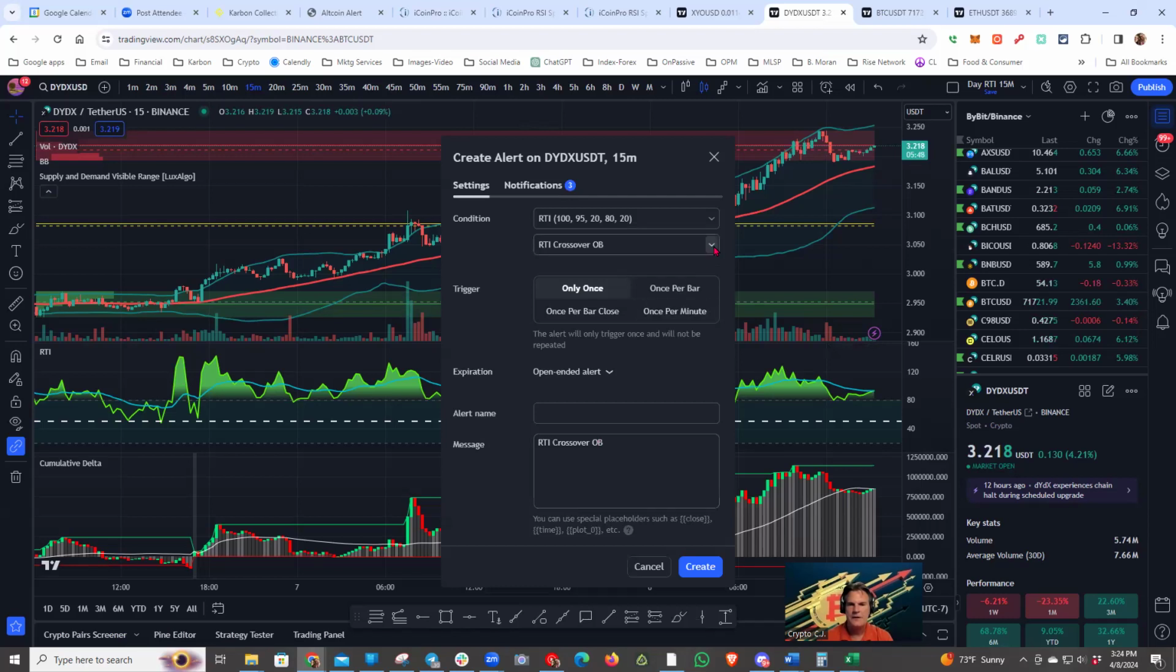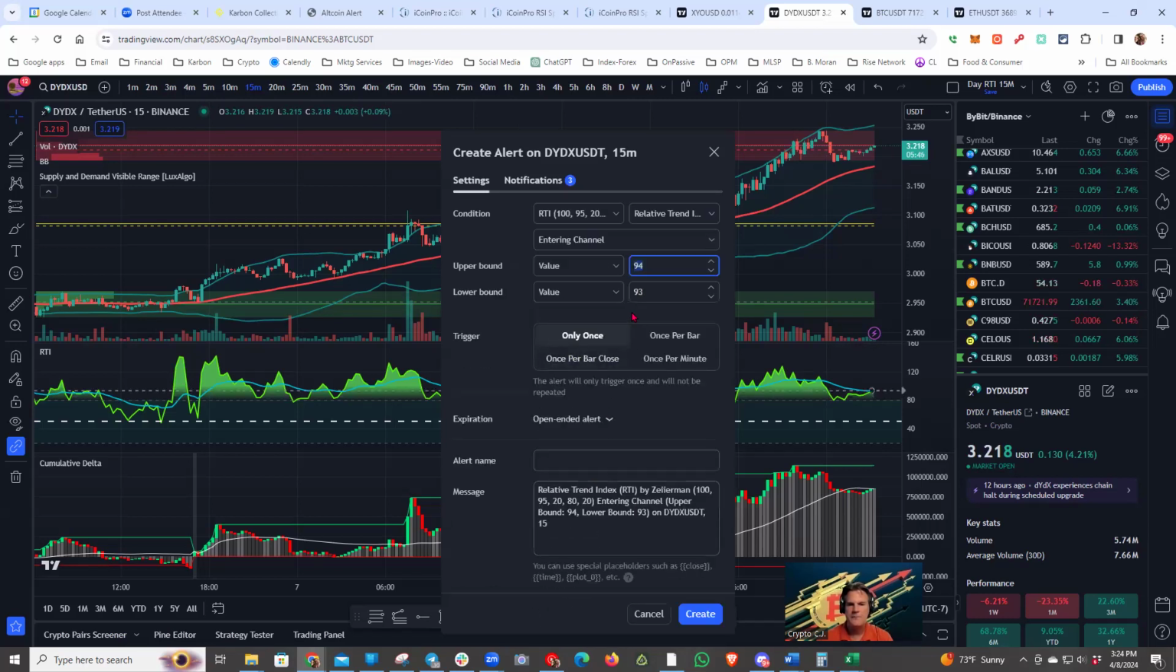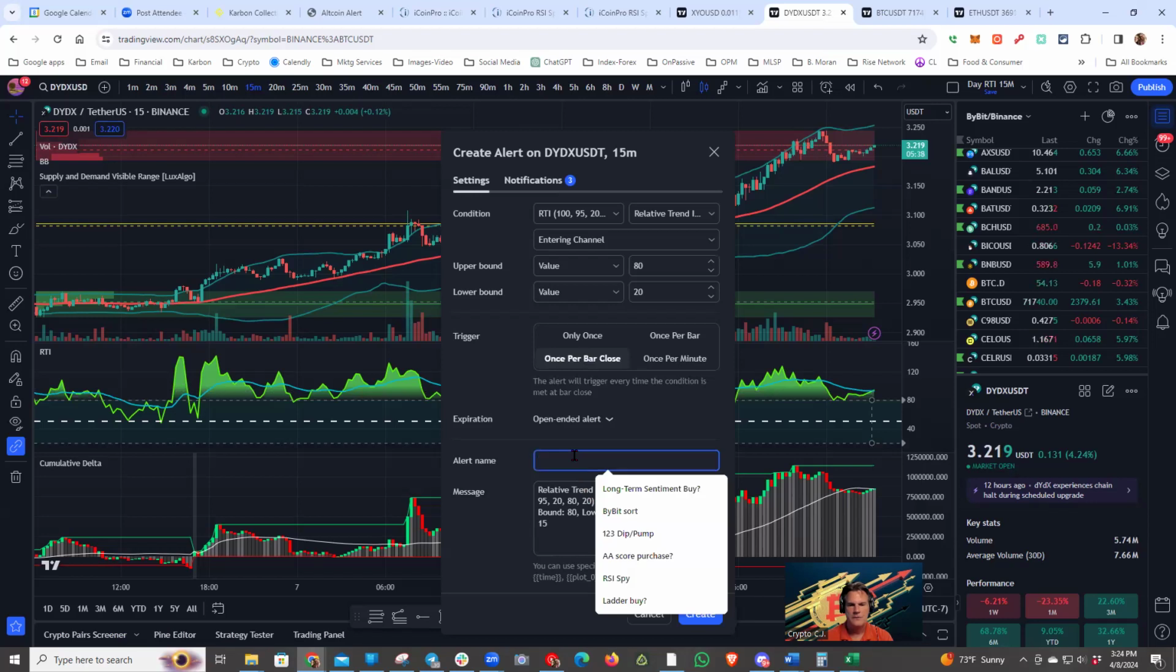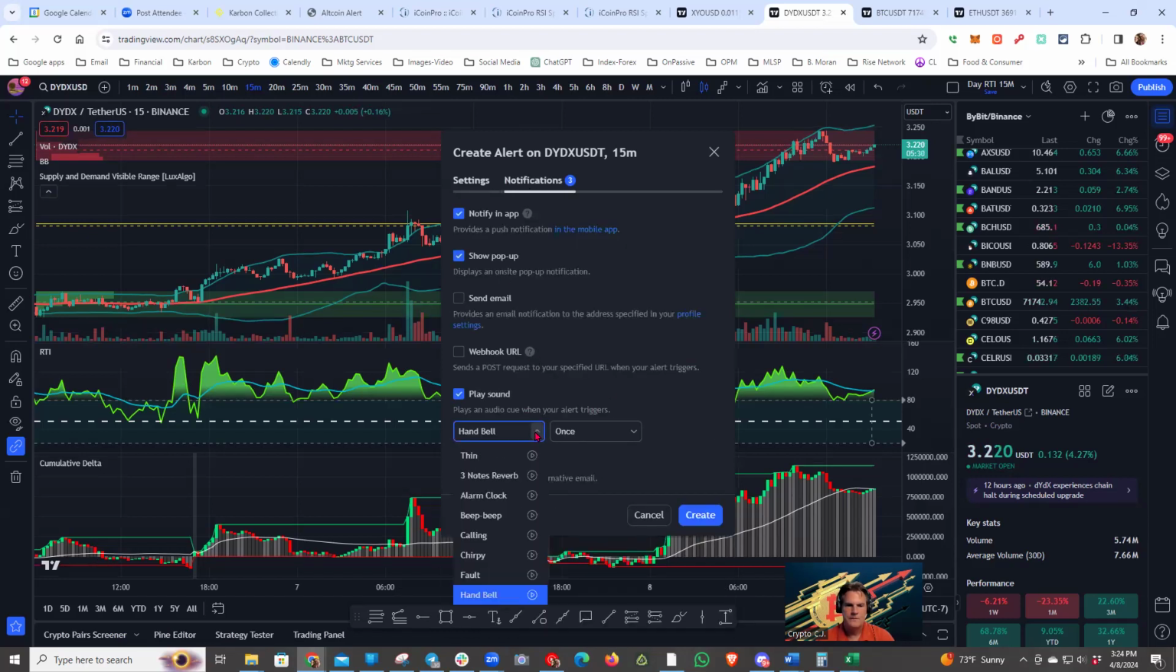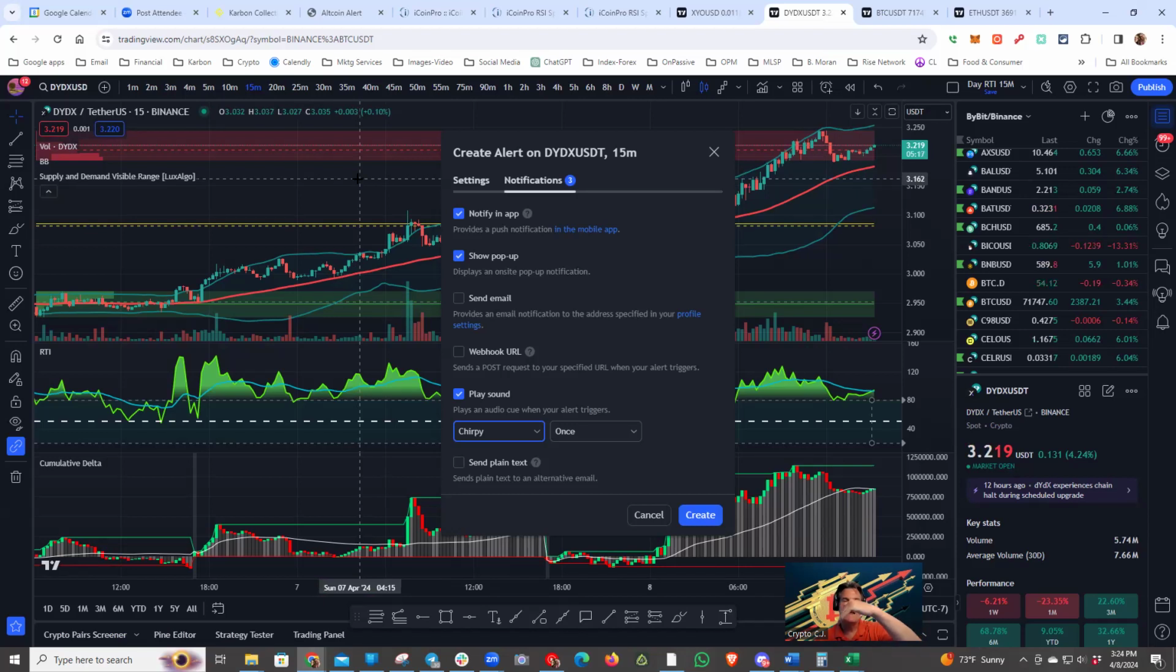We're going to add an alert, and we're going to enter a channel, an 80-20 channel. And this was the social activity sort. And I'll probably go with Chirpy on this. And click create. And you're good to go. That will tell you if something breaks above the 80 and dips down, which could be a good short entry, or breaks below the 20 and comes back up, that can be a good long entry.